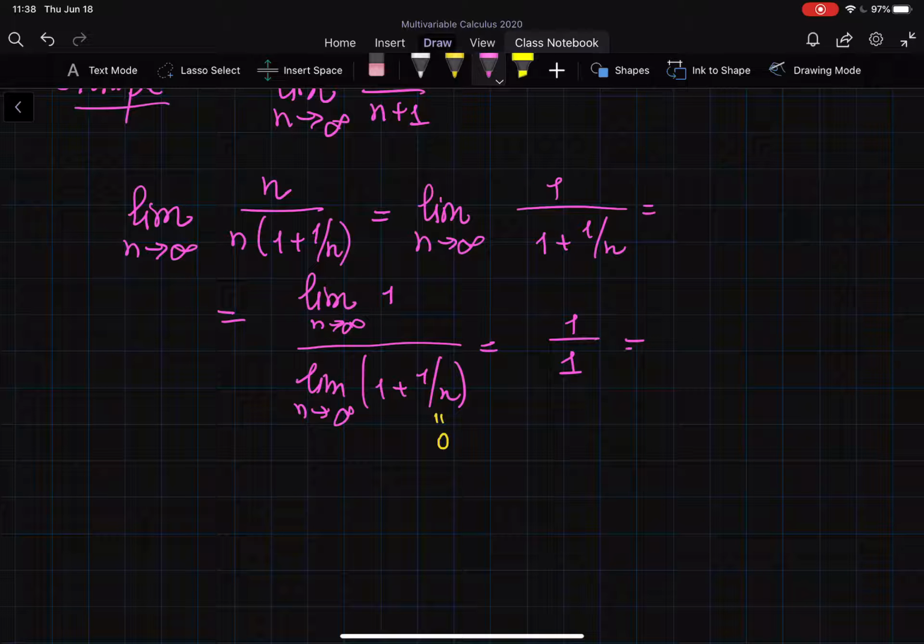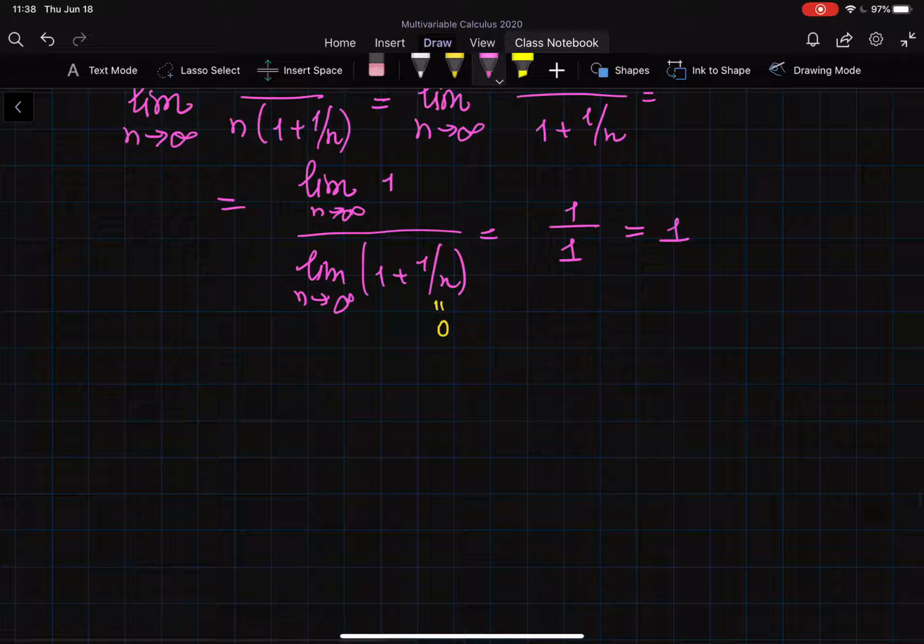So the value of the limit is going to be simply equal to 1. So we can find the limits of the sequences pretty much in the same way as we did before. So we can do another example here.